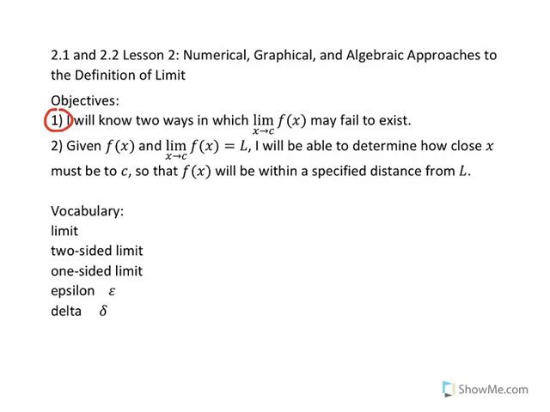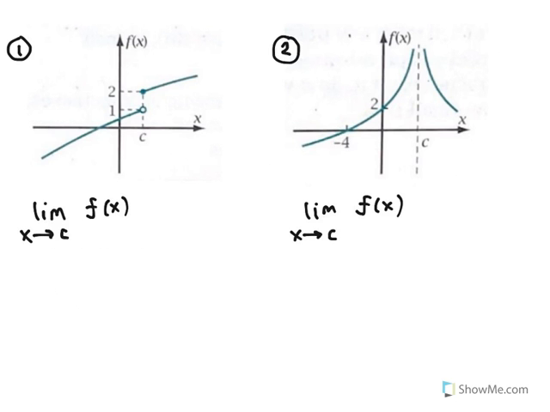So now we will begin by looking at objective 1. You will know two ways in which the limit of f of x as x approaches c may fail to exist. So here we will look at numbers 1 and 2, and looking at these two problems will help us to understand the two ways in which the limit of f of x as x approaches c may fail to exist. So let's look at number 1. So we have the limit of f of x as x approaches c. So when you look at the graph for the function f for number 1, on the x-axis we have c here. So how do you understand what this is stating?